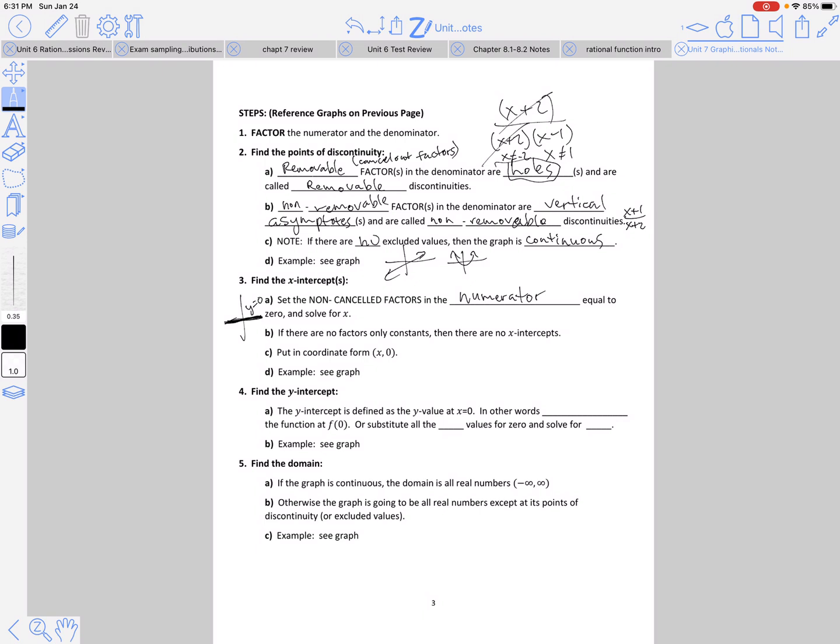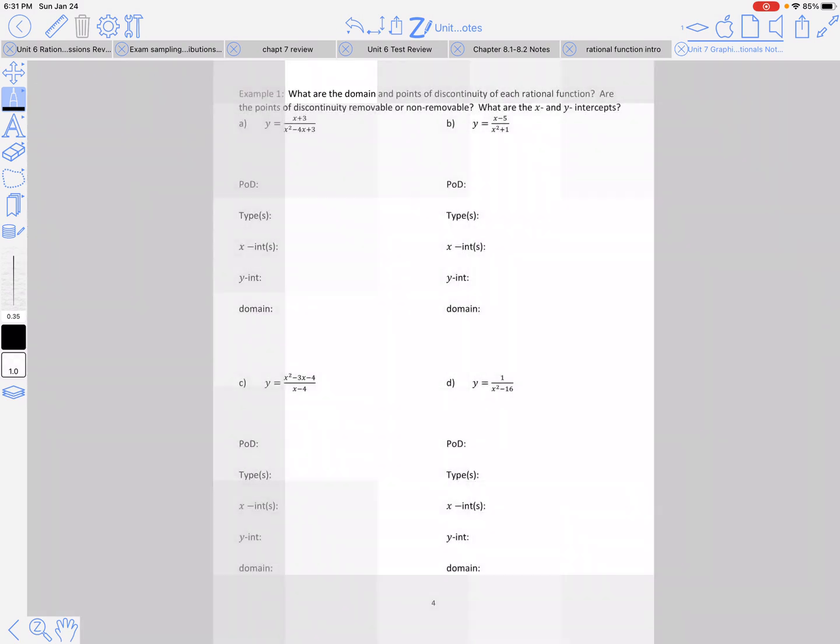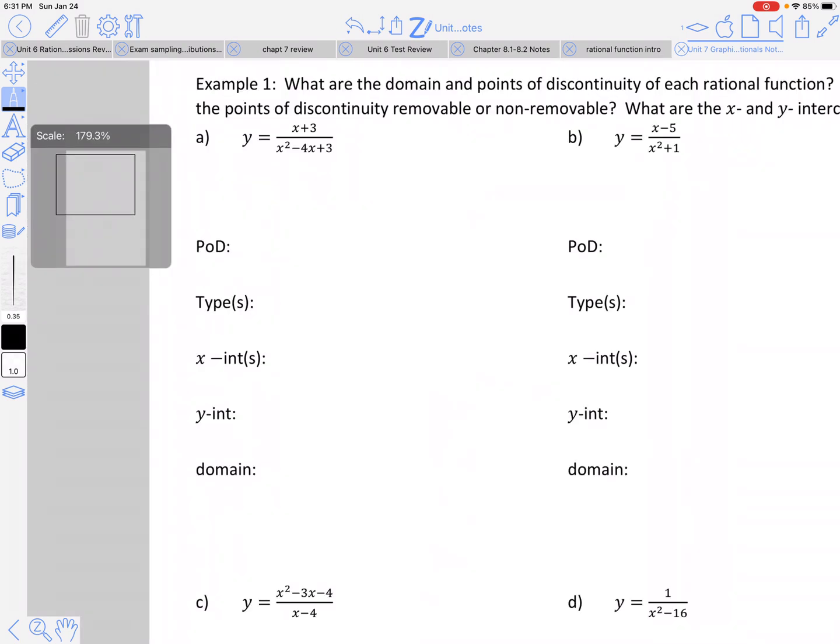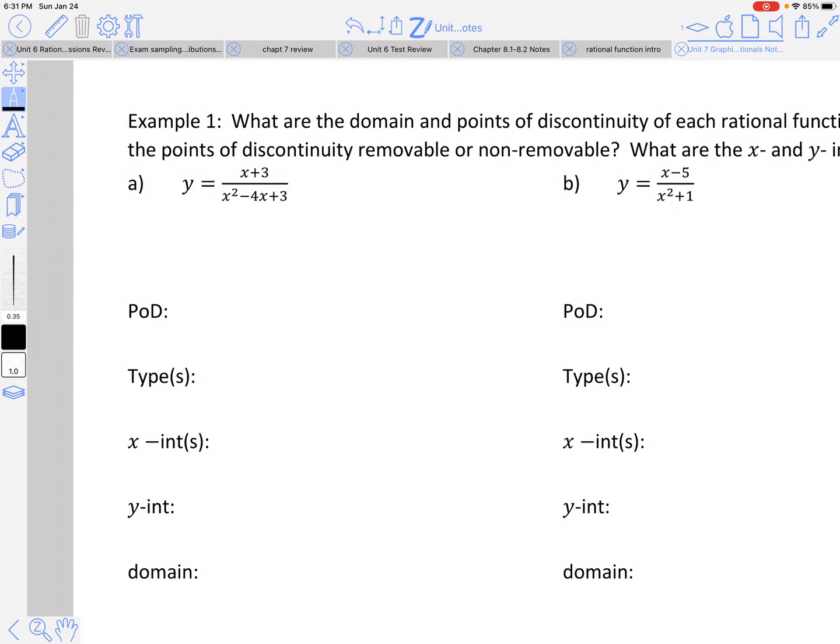All right, for the y-intercept, if you think about a y-intercept, it's when it hits the y-axis, so it's when our x is 0. So all we're going to do is evaluate the function when x is 0. So we'll substitute all the x values for 0 and then solve for y. And I'll show you how to do that. And then I'll also show you how to do the domain, but we're going to do it in interval notation. Okay, so here we go.